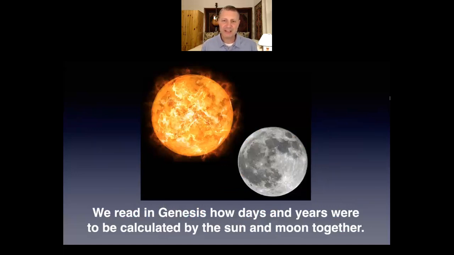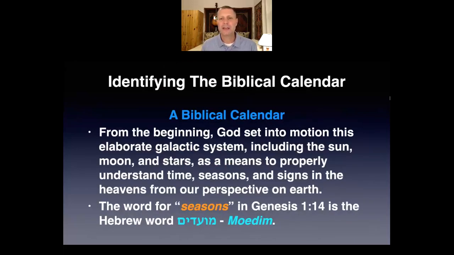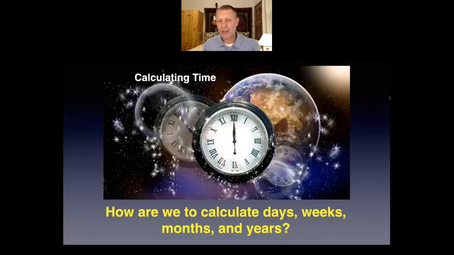So we read in Genesis how days and years were to be calculated by the sun and moon together. From the beginning, God set into motion this elaborate galactic system, including the sun, moon, and stars, as a means to properly understand times, seasons, and signs in the heavens from our perspective on earth. The word for seasons in Genesis 1:14 is the Hebrew word moedim, and we'll see the importance of that as we continue to go through this study. Just to mention, in Genesis 1:14, when it says seasons, that's the Hebrew word moedim. Moed is the singular. So how are we to calculate days, weeks, months, and years?